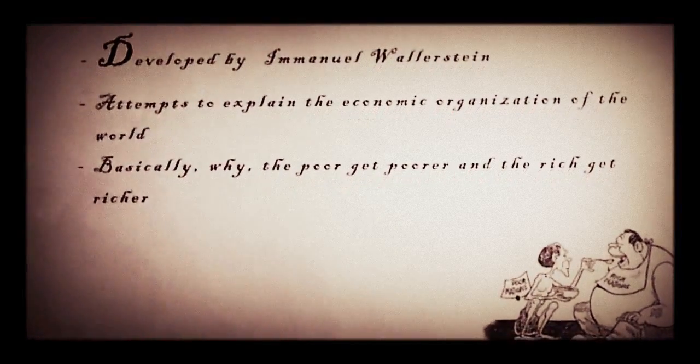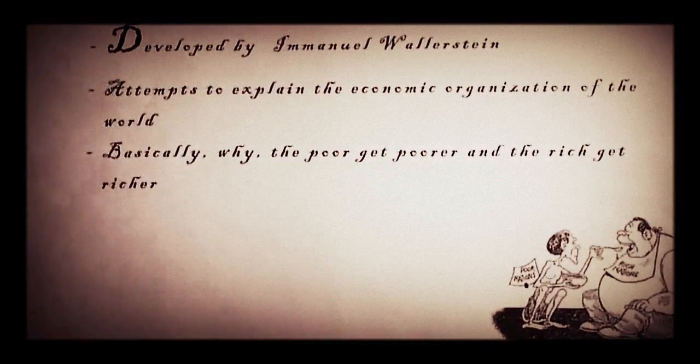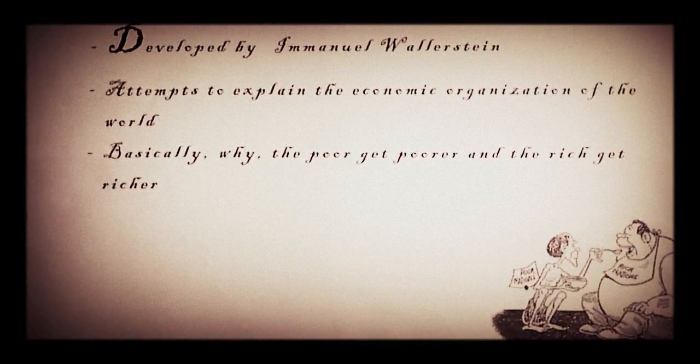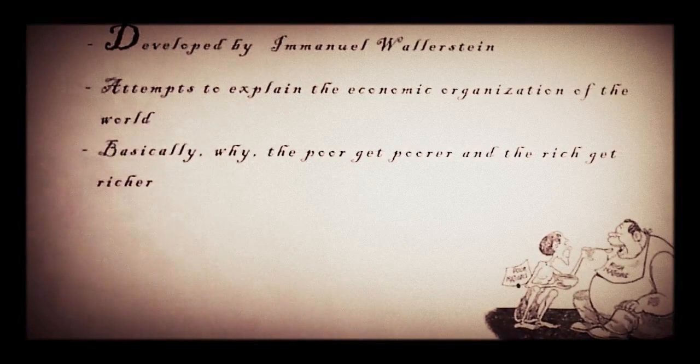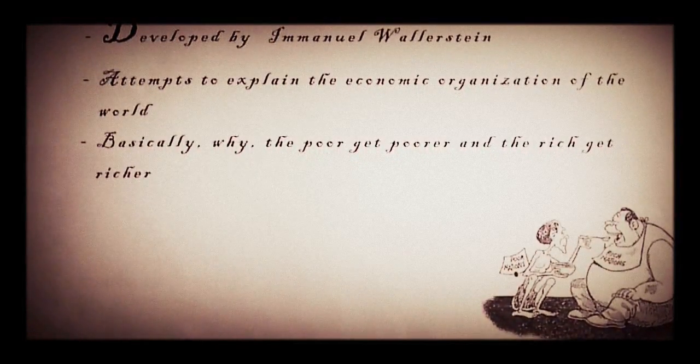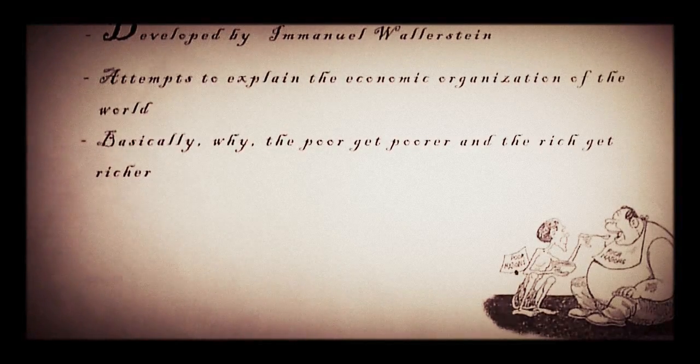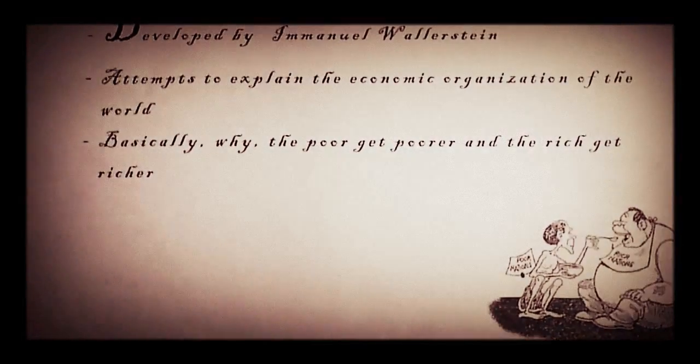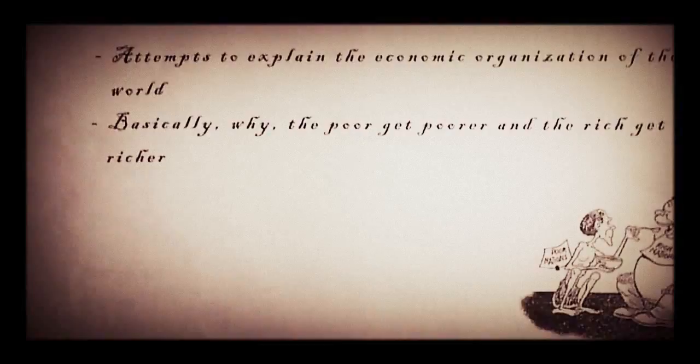First, let's talk a little about what the world systems theory is. The world systems theory was developed by Emanuel Wallerstein, and it attempts to explain the economic organization of the world. Basically, this concept explains why the poor get poorer and the rich get richer, which will become evident as we continue.